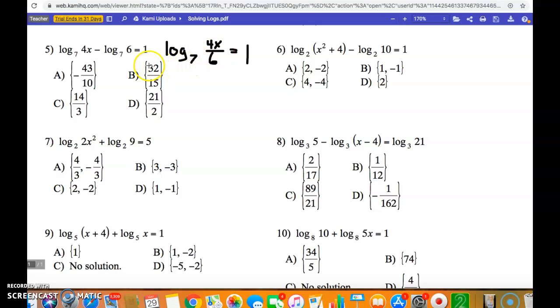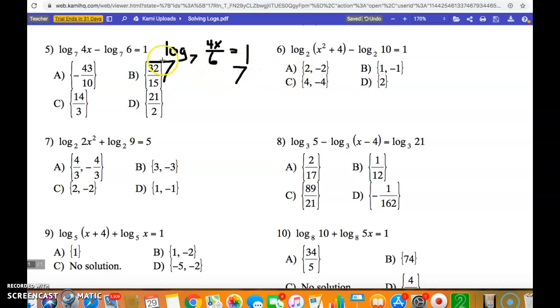So what we're going to do, I know it's going to look kind of funny, is take this, do 7, and make this whole thing a power. So it's really 7 to this whole power. All right, and you can do the same thing on this side. Do 7 to this power. So this is now 7 to the log base 7 of 4x over 6 equals 7 to the first power.